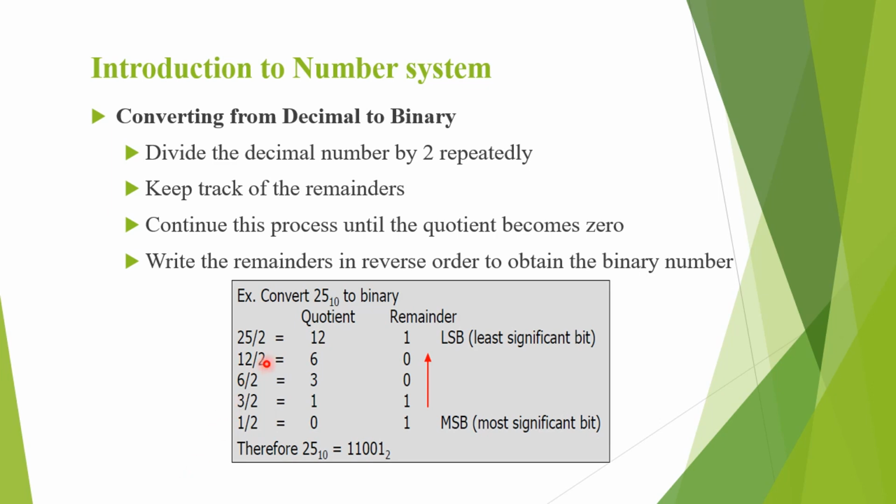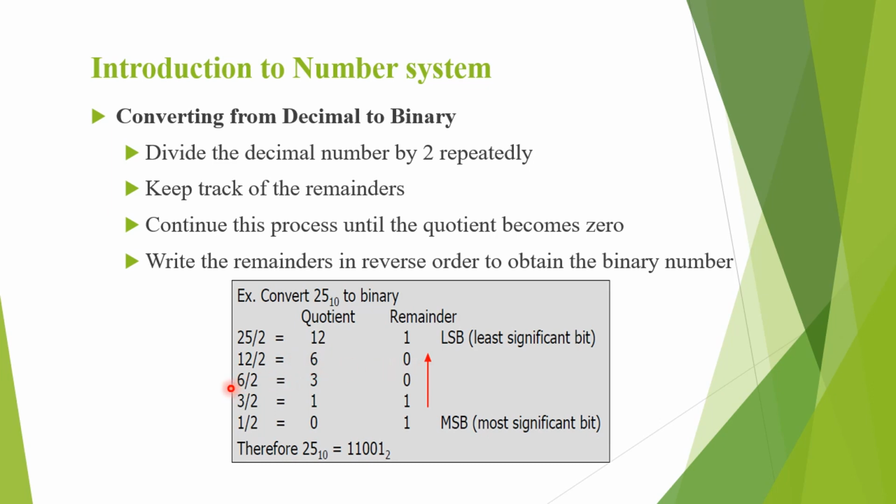Suppose we have a decimal number 25. So 25 has to be converted to binary form. We'll start dividing the number 25 by 2, till we get the quotient 0. First trial, 25 by 2, we get the quotient 12 and the remainder is 1. In the next trial, we divide the previous quotient 12 by 2, and now we get the quotient 6 and the remainder is 0.